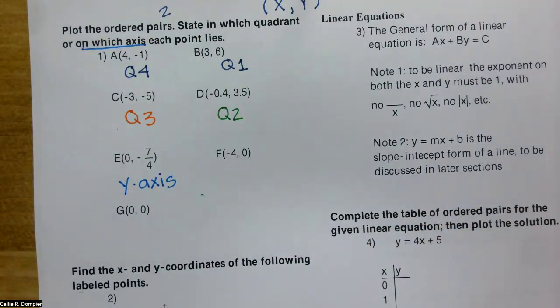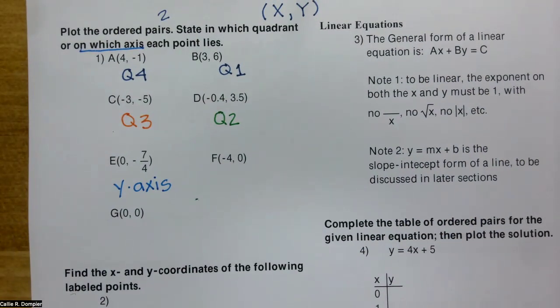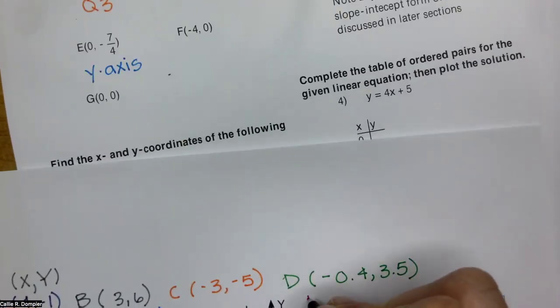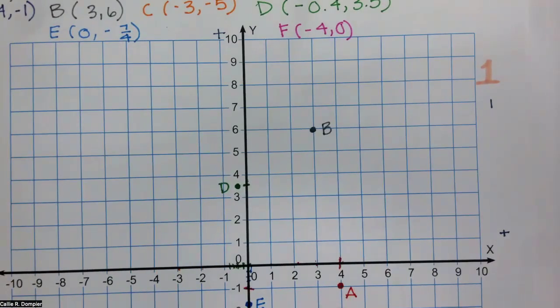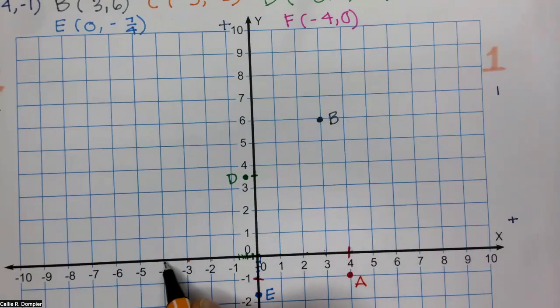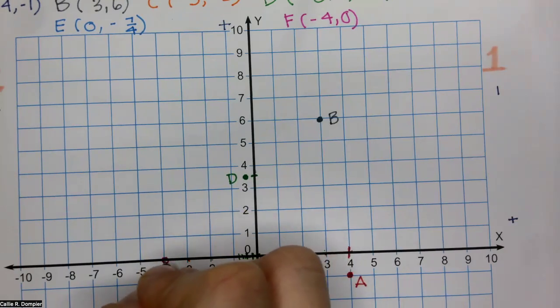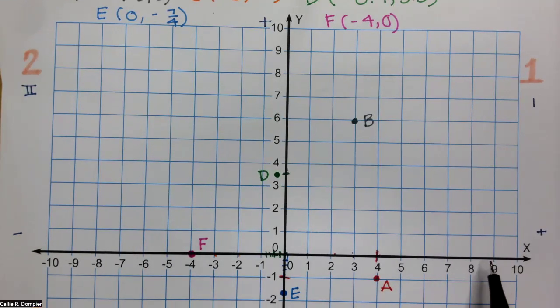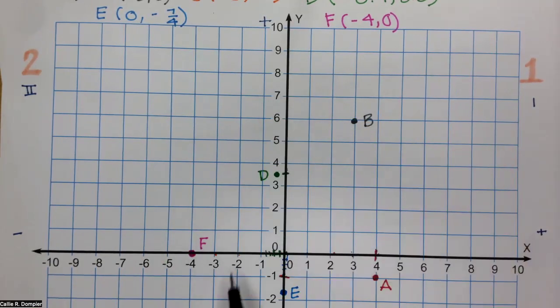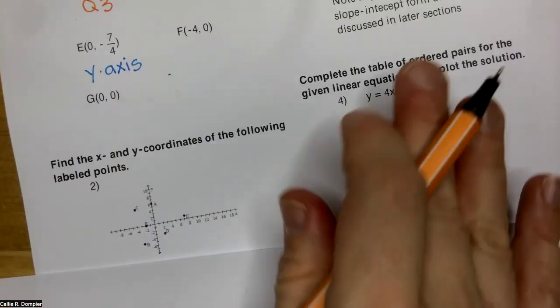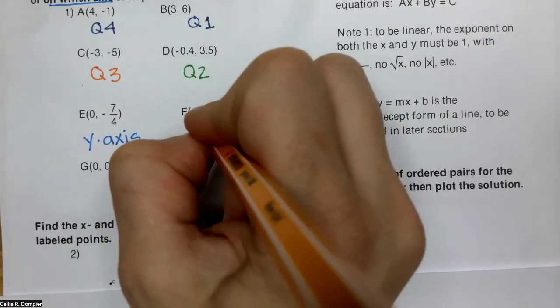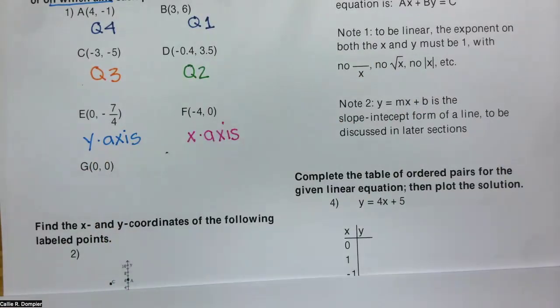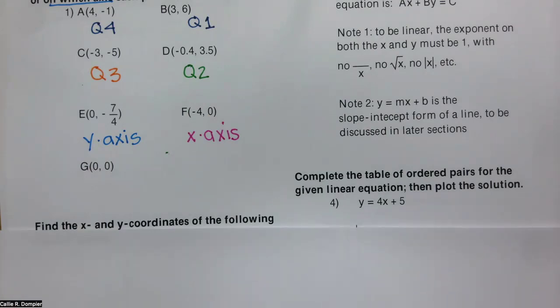Then we've got negative 4, 0 for F. Negative 4, 0 means we start at x, take x to negative 4, but don't move up or down on the y because the y is 0. So that's going to be F. It's not in quadrant 2. It's not in quadrant 3. It's on the x-axis. We call this the x-axis. We call this the y-axis. So it's right on the line. We say it is on an axis instead of in a quadrant.